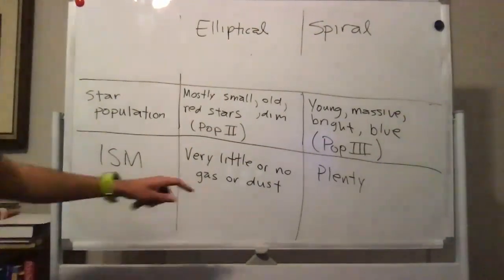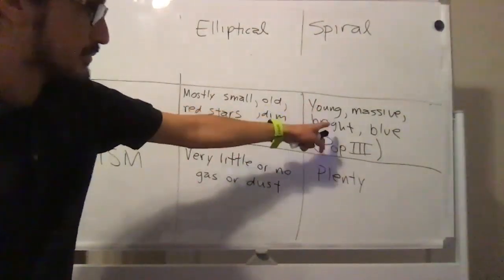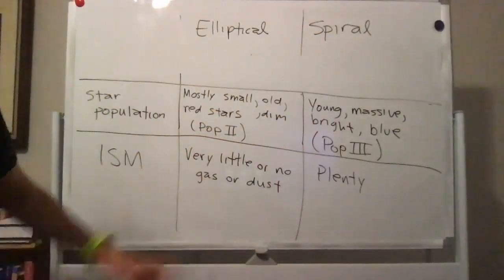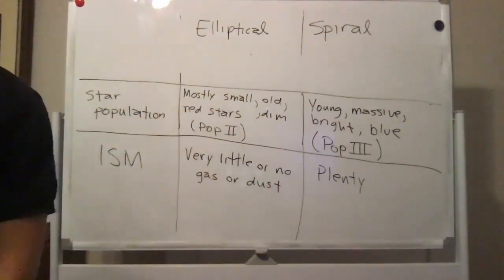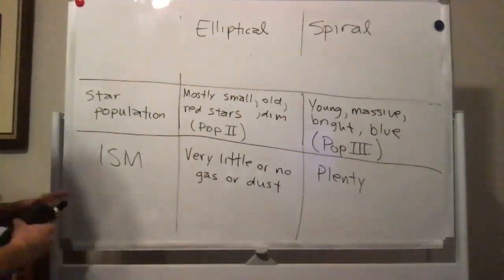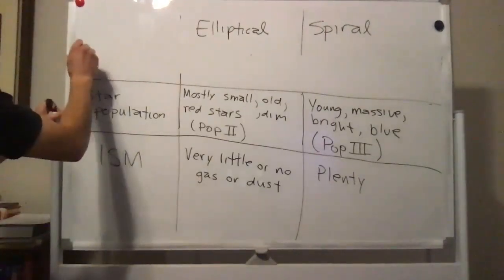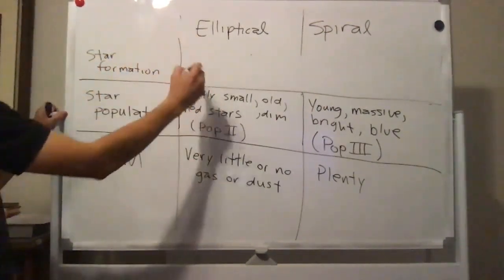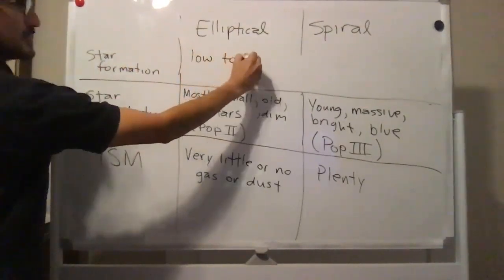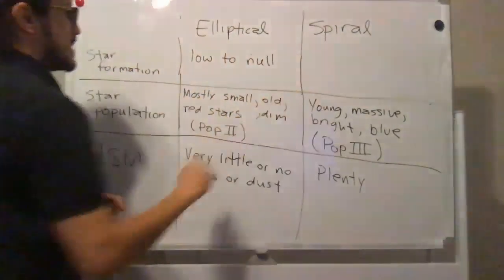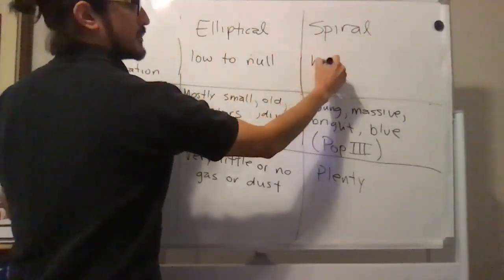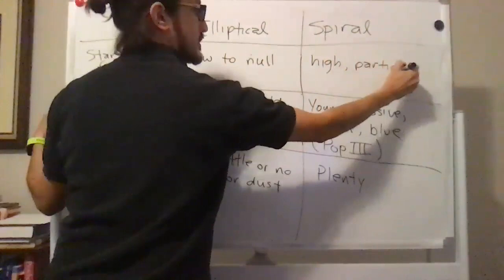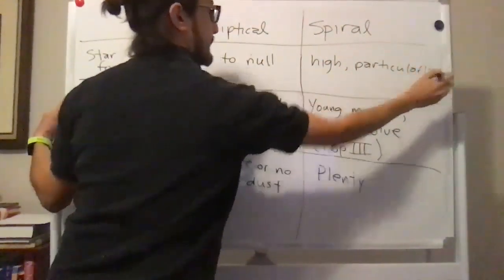Okay, so most of these, the young, massive, bright blue stars are going to be in the arms. The central bulge is mostly population 2 older stars. So star formation. Low to null. And here for spiral galaxies is high. Yeah, particularly in the arms.